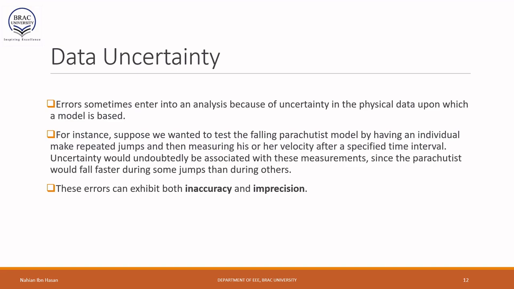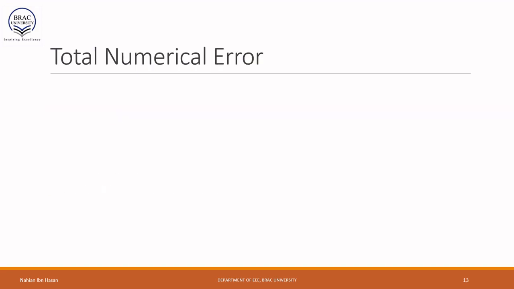So this type of error exhibits both inaccuracy and imprecision. So you already know what is the difference between accuracy and precision. We already covered that in our last lecture. So try to remember those differences and similarities between inaccuracy and imprecision.